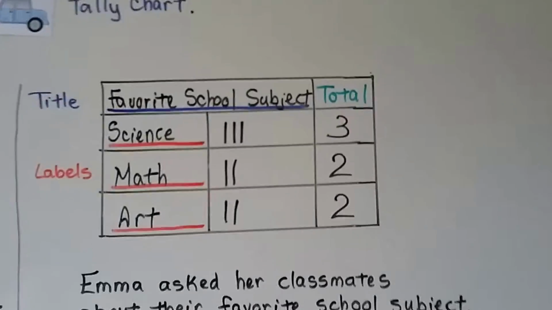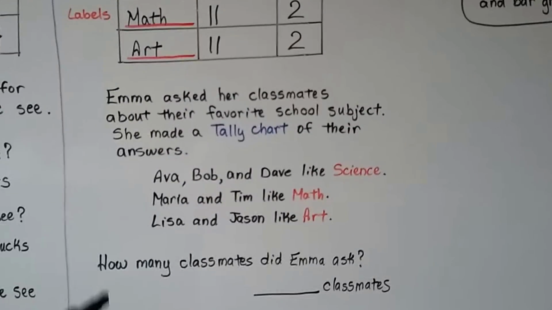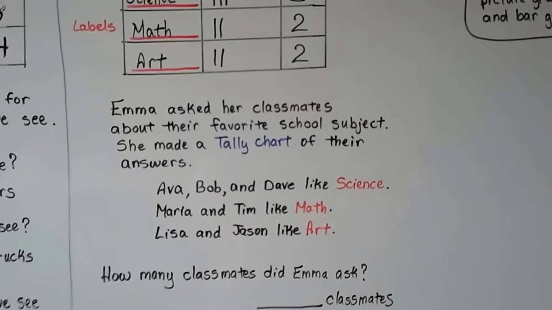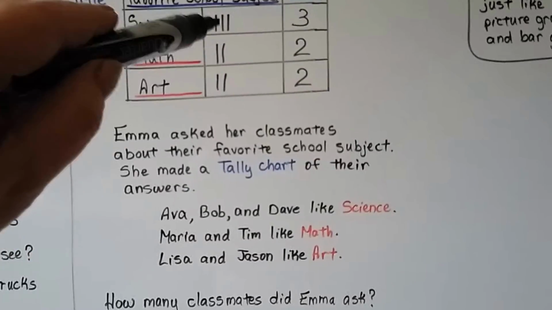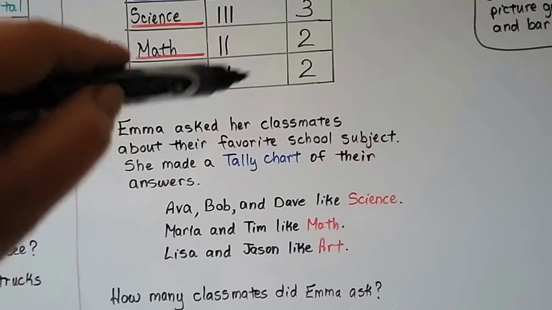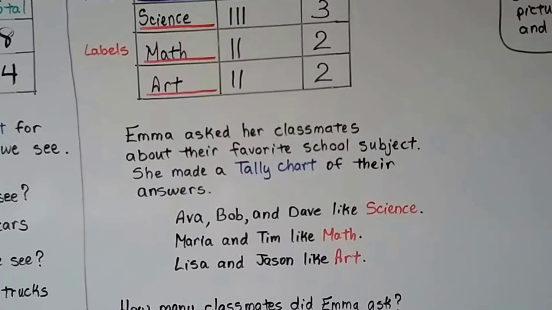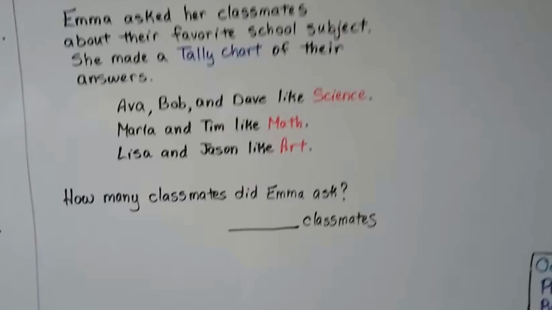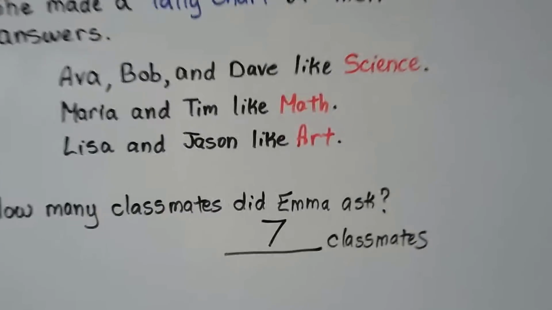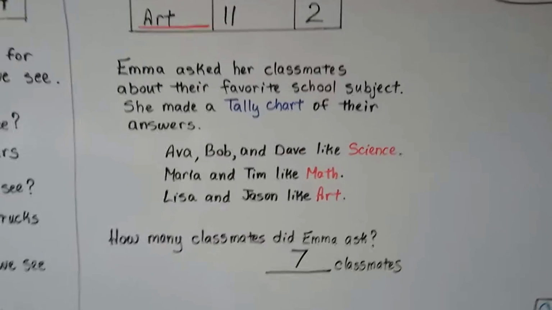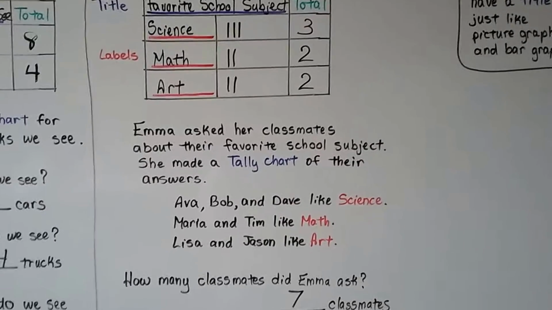We can look at this tally table and the totals and answer how many classmates did Emma ask. We can either count the tally marks, 3, 4, 5, 6, 7, or we could add 3 plus 2 plus 2 and get 7. So we know she asked 7 classmates about their favorite subject in school. And we made the tally table with a title.